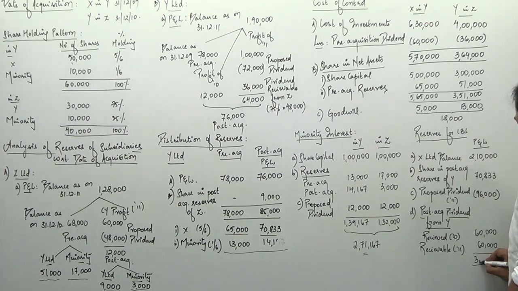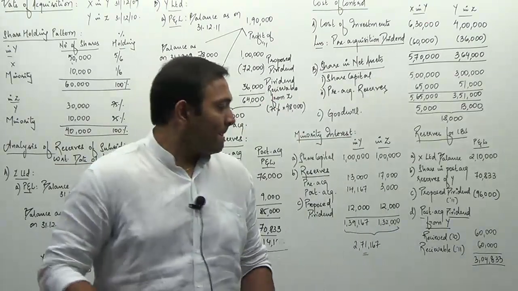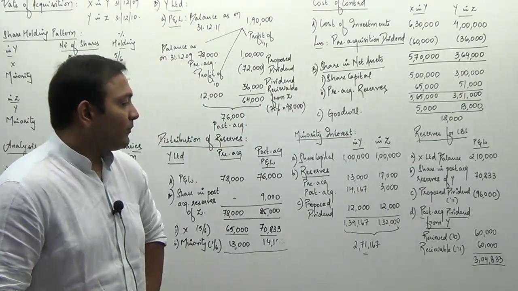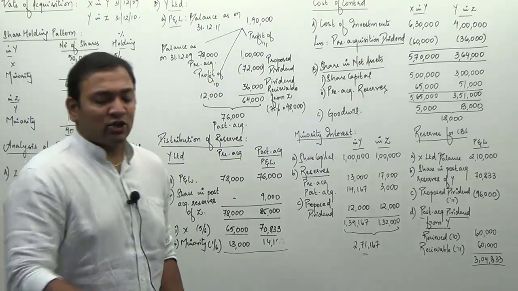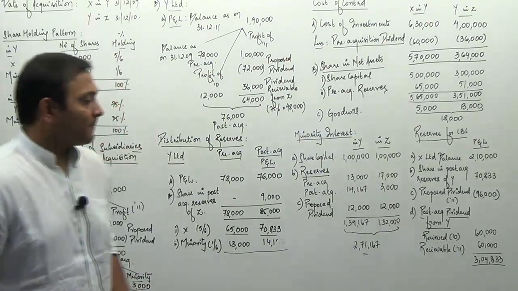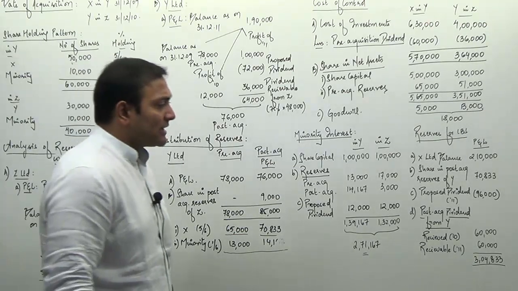I think this is 3,04,833. So guys, that should be your reserves for CBS. There's no other adjustment, guys, other than the dividends.